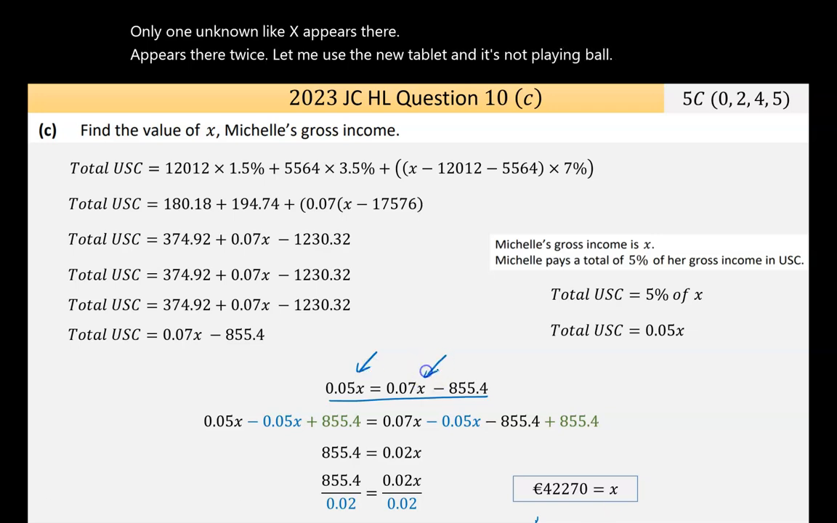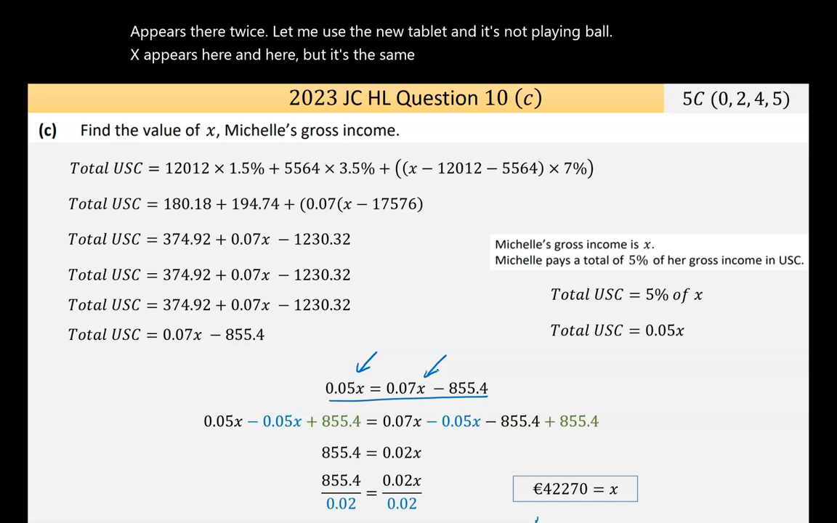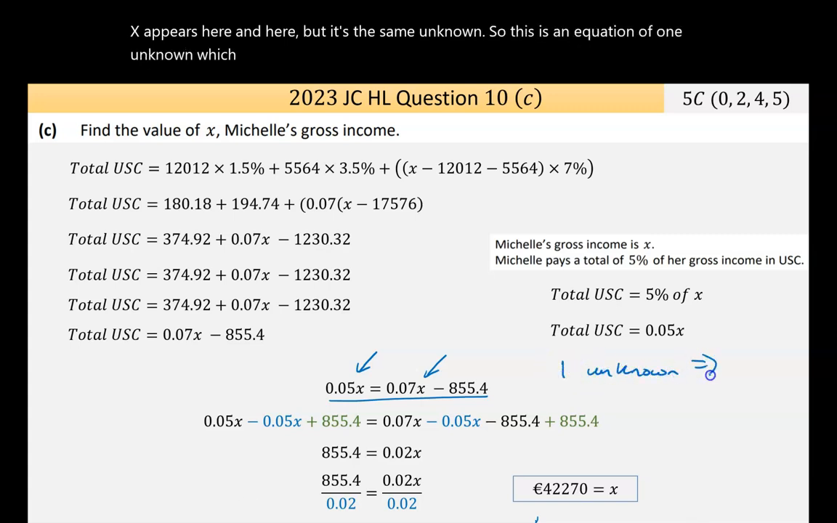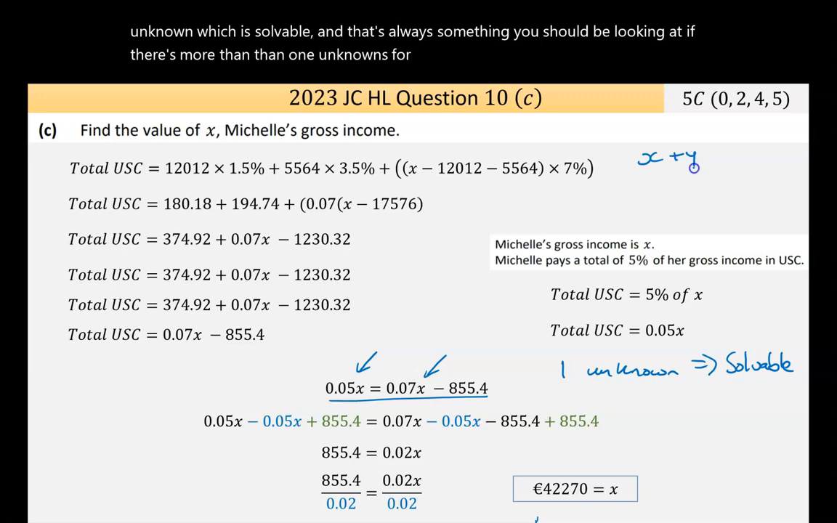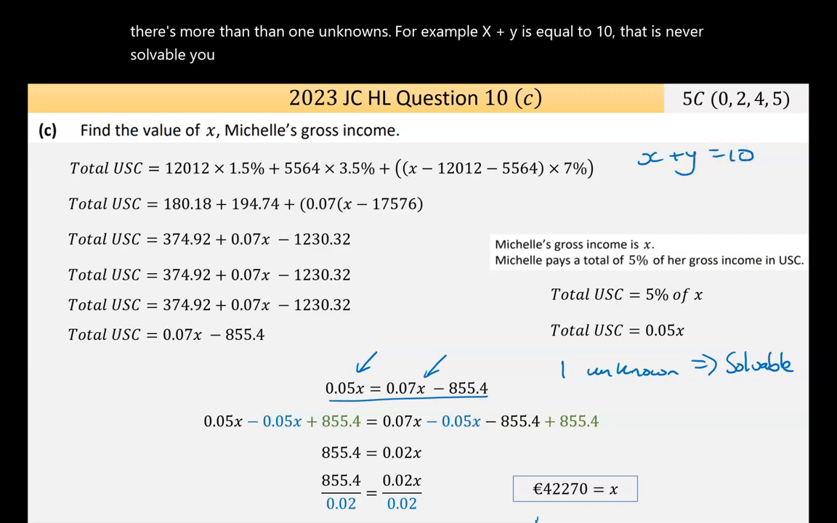X appears here and here, but it's the same unknown. So this is an equation of one unknown, which is solvable. And that's always something you should be looking at. If there's more than one unknown, for example, x plus y is equal to 10, that is never solvable.